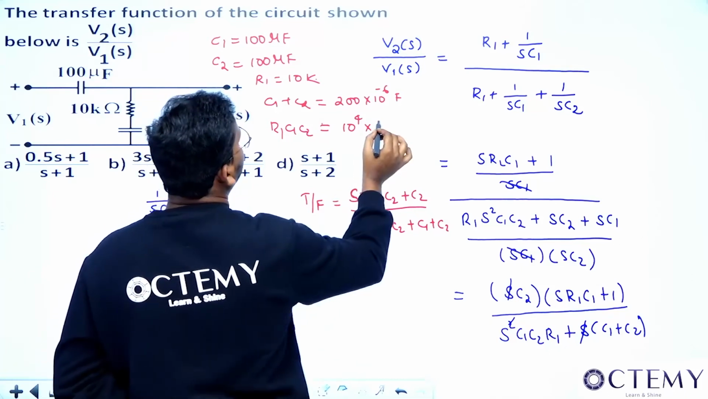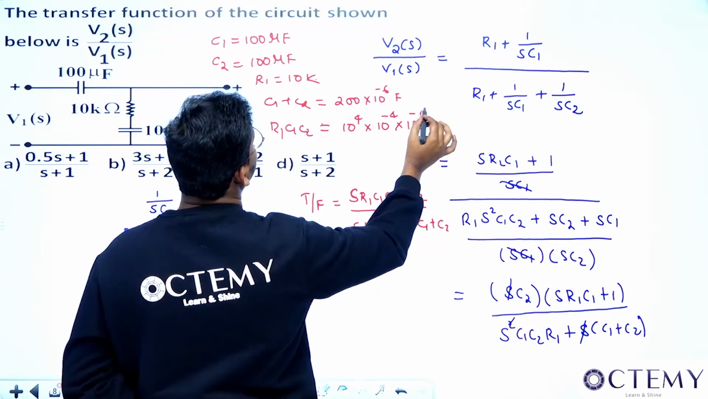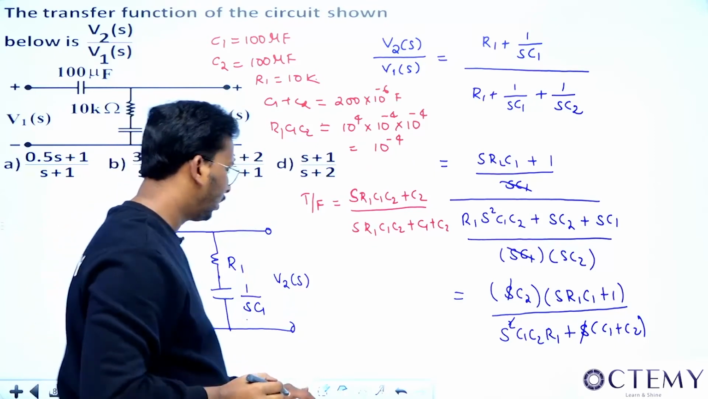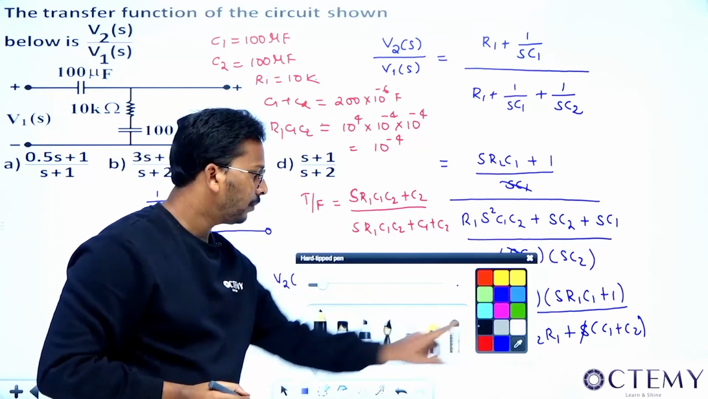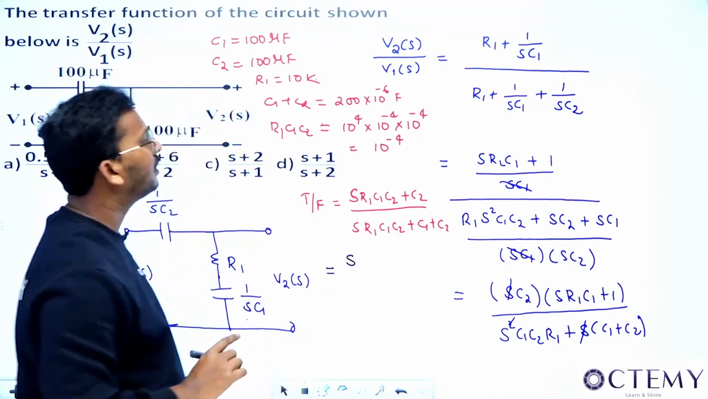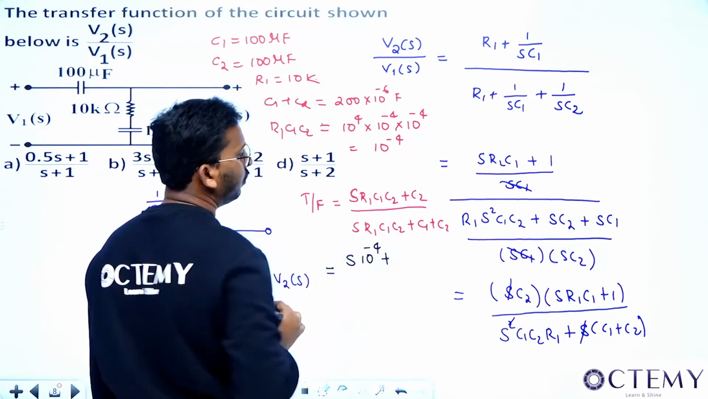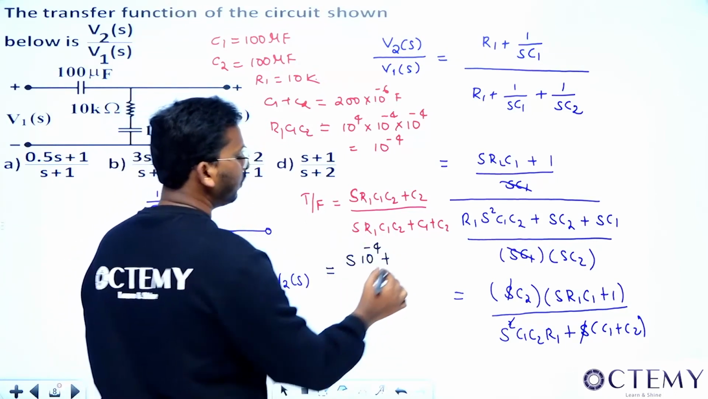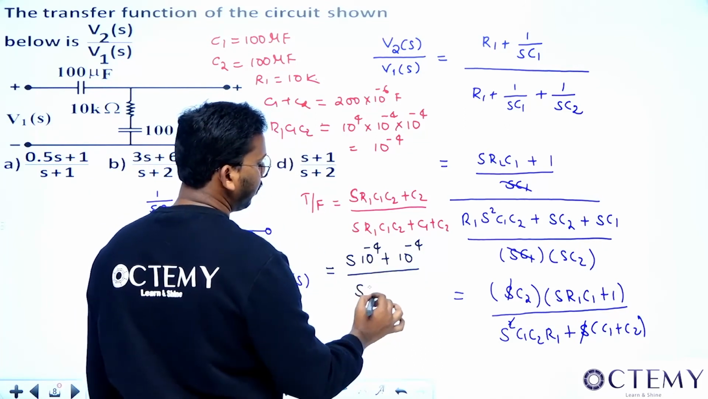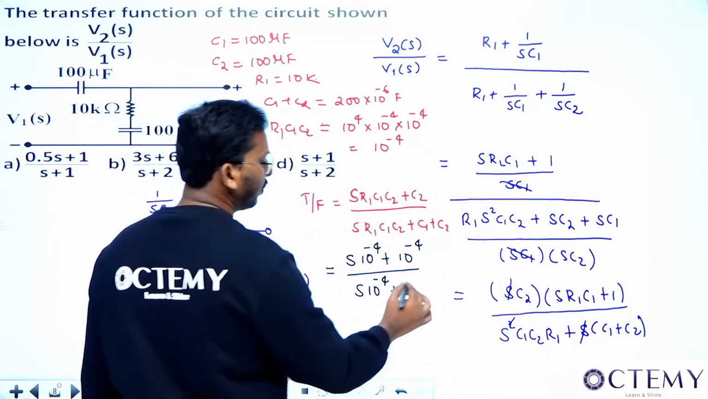into 10 power minus 4 into 10 power minus 4, isn't it? So this will become 10 power minus 4, right? So see, sir, what will this ultimately become? This will ultimately become S times, what is R1 C1 C2? 10 power minus 4, plus, what is C2, sir? C2 is 10 power minus 4, divided by S times 10 power minus 4 plus C1 plus C2 is 2 into 10 power minus 4.